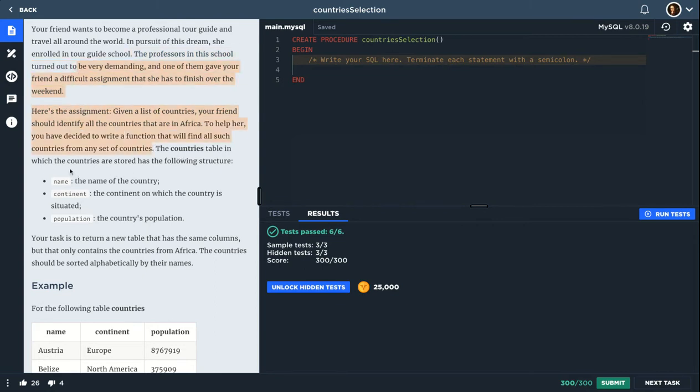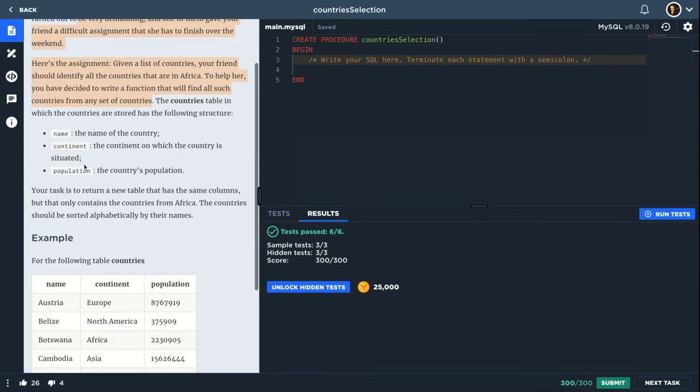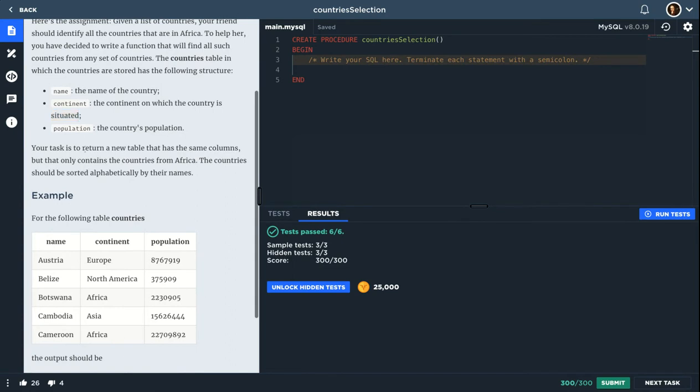The countries table in which the countries are stored has the following structure: name, continent, and population. Name is the name of the country. Continent is the continent on which the country is situated. Population is the country's population. Your task, so this is actually what we need to do, is to return a new table that has the same columns, but that only contains the countries from Africa. The countries should be sorted alphabetically by their name.